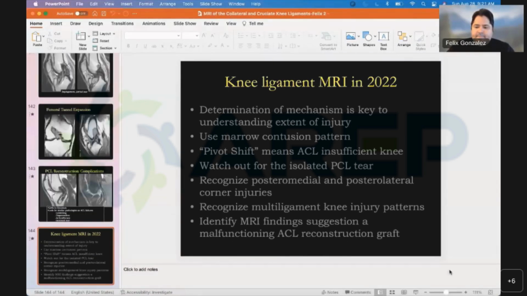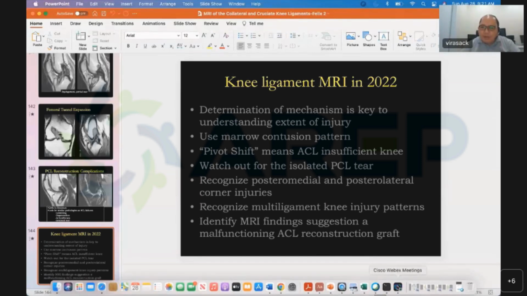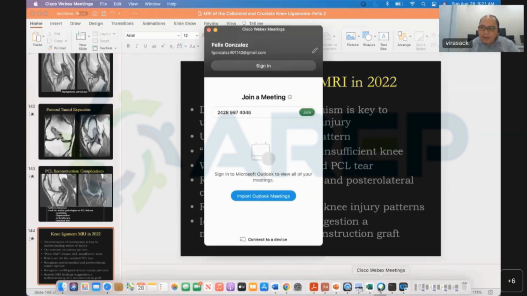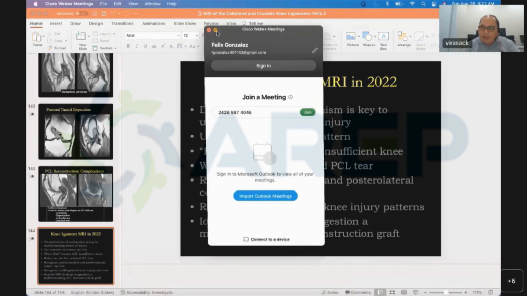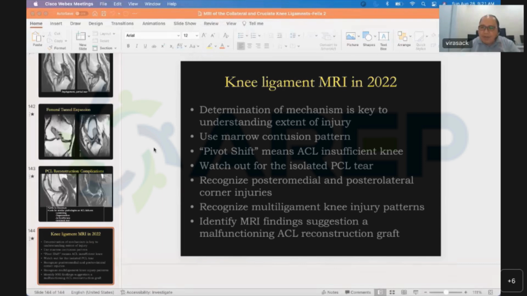So thank you very much for a very impressive presentation from Dr. Gonzalez. Before we end, we have some questions from the audience. Could you explain meniscocapsular separation and posteromedial sprain with or without meniscal tear?